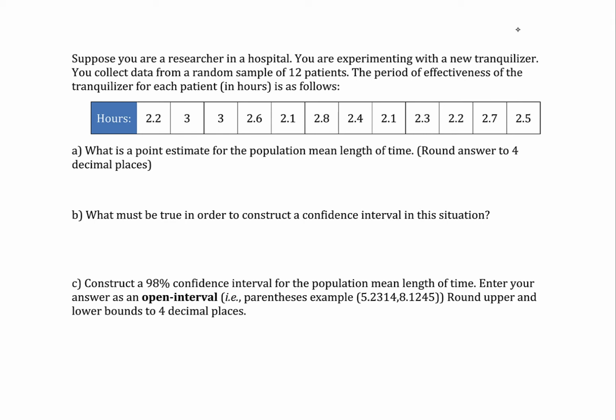Suppose you are a researcher in a hospital. You are experimenting with a new tranquilizer. You collect data from a random sample of 12 patients. The period of effectiveness of the tranquilizer for each patient in hours is as follows. What is a point estimate for the population mean length of time? So all that's really asking for is what's the mean of this data.